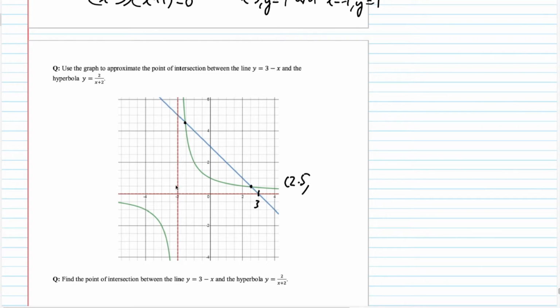And what's the y value? It looks like this will be 1, this will be 0.5, so the y value looks like 0.5. And then what's the other solution? The other solution is the coordinates of this. I know this is -1, so this should be -1.5. And the y value should be here. As you can see, this is the value 5, so this should be 4.5.